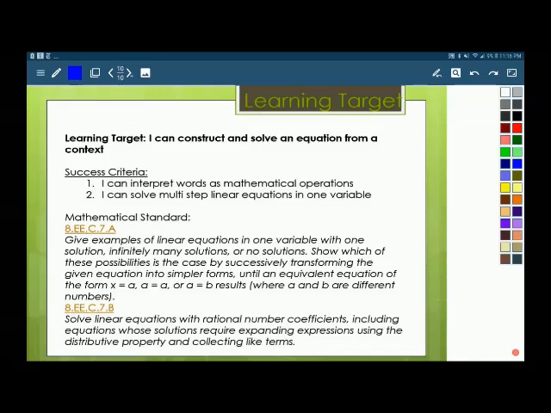All right, so that pretty much wraps it up for us today. We constructed and solved equations from context, or AKA word problems. And we interpreted words as mathematical operations. The ones that we saw the most today were things that would interpret to addition, subtraction, multiplication, and division.